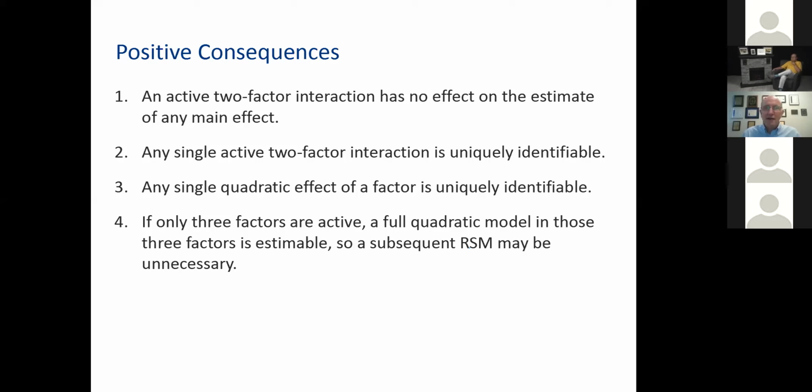And it turns out that if only 3 factors are active out of 6 or 7 or 8, you can fit a full quadratic model in those 3, no matter which 3 they are. So if you're lucky and only 3 factors are active, then you may be able to skip the second step of the sequential design problem and go right from screening to response surface methods.